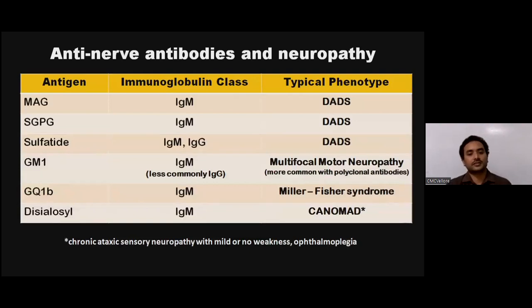So this is an overview of the antibodies. Antigen, myelin associated glycoprotein. As I said before, all of the paraproteinemic neuropathies commonly will be IgM related. MAG and sulfatide antibodies are associated with DADS. And GM1, as we know, is IgM, less commonly IgG, and that is multifocal motor neuropathy. GQ1b is Miller-Fisher syndrome, and disialosyl is in CANOMAD.